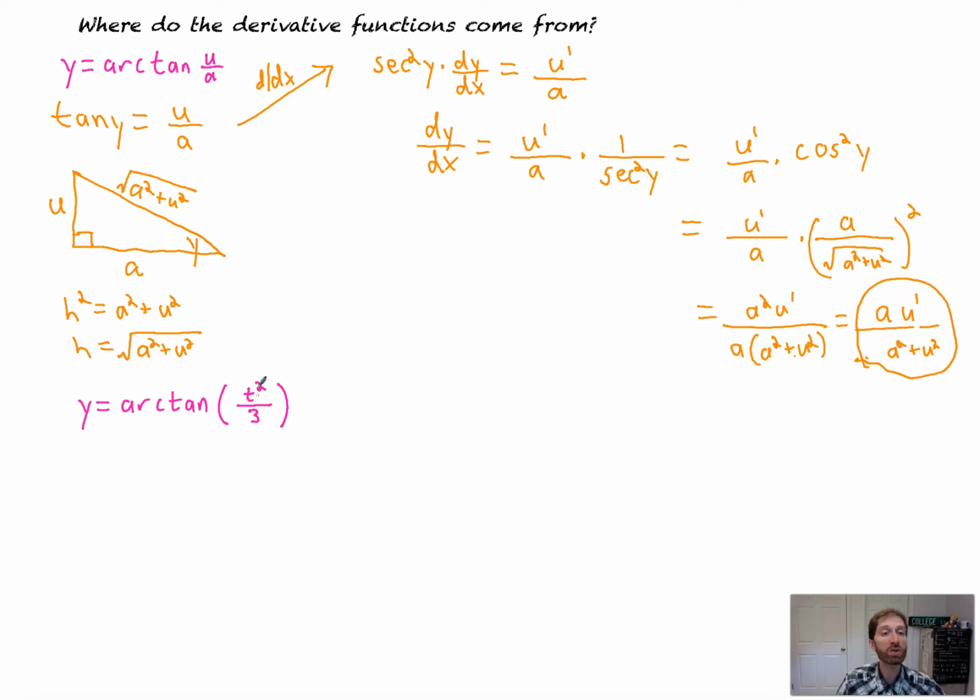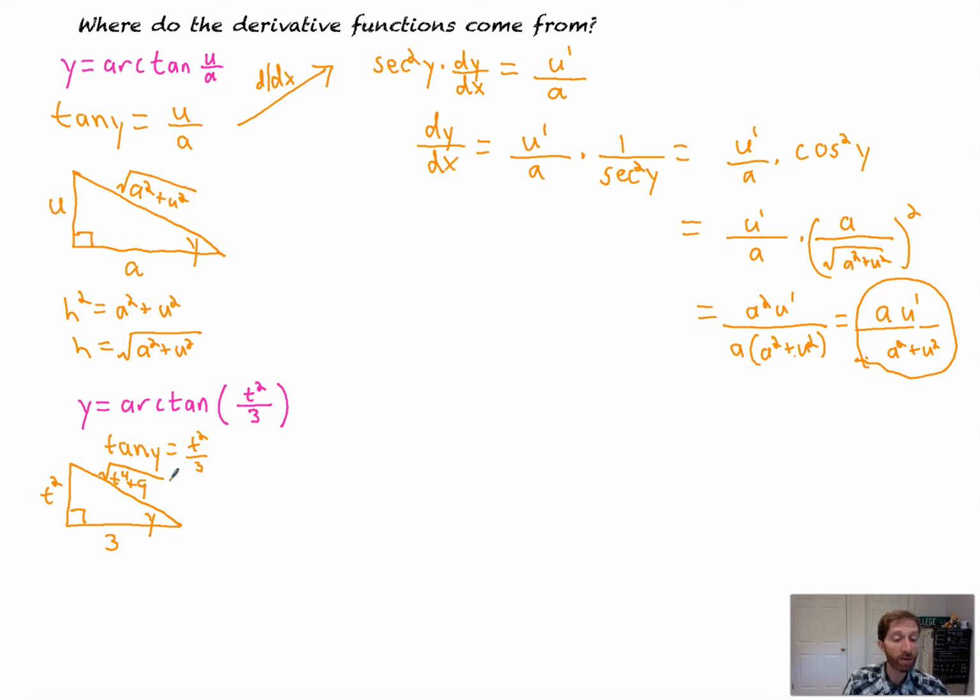Now, we can do this with the triangle method if you like, or you can use the formula. So let's use the triangle method here. In this case, we've got tangent y is equal to t squared over 3. So y I'll arbitrarily put down there. This is the opposite over the adjacent. So we'll get opposite over adjacent. This will be the square root of this squared, t to the 4th, plus that squared, 9.